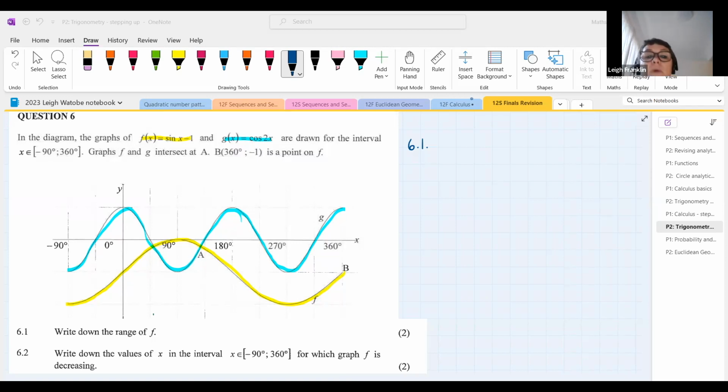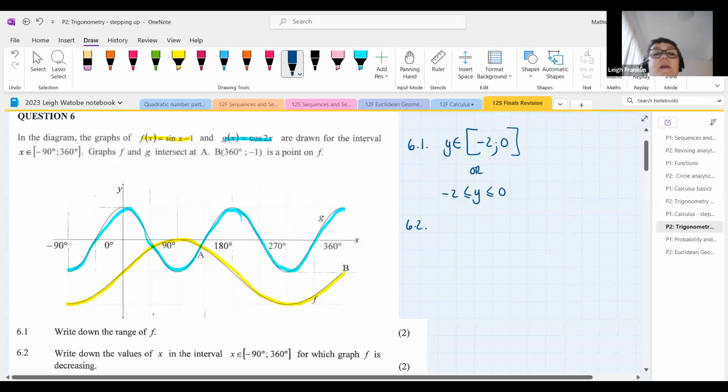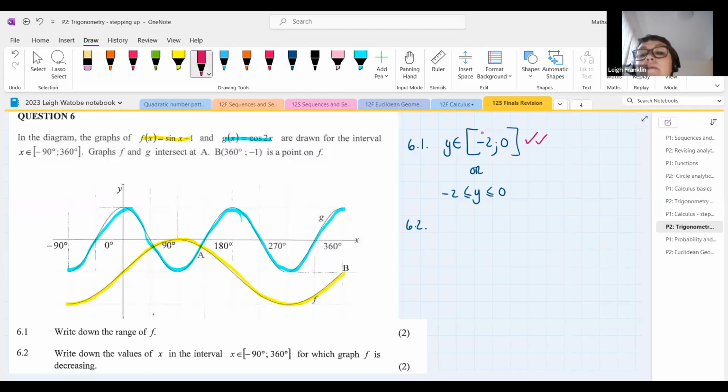All right, so you have a choice here. You can say y is an element of [-2; 0], with the smaller value first in square brackets. Or the other way in which you can set this out is you can say y is greater than or equal to -2, but smaller than or equal to 0. Hopefully that makes sense to everybody. And there would be 2 marks, answer only. Either you write it like this or you write it like that. There's no other way of writing that particular answer.